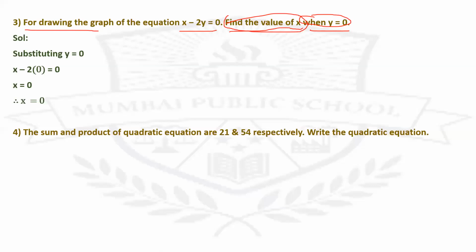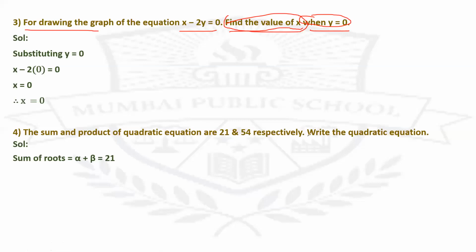Now next, the sum and the product of a quadratic equation are 21 and 54 respectively. Write the quadratic equation. Now again, this is also a very simple question. Understand the general form of the quadratic equation in terms of the sum of the roots and the product of the roots. So first, you write all the given things.